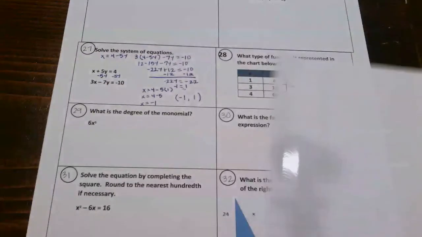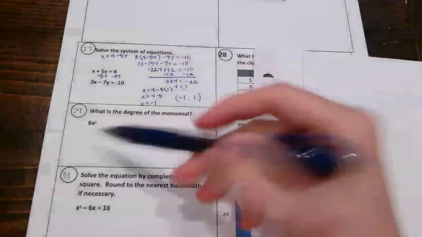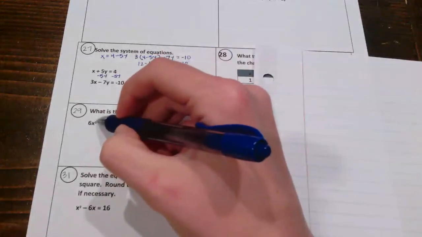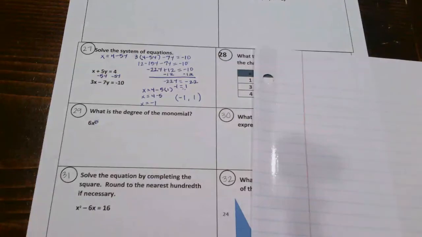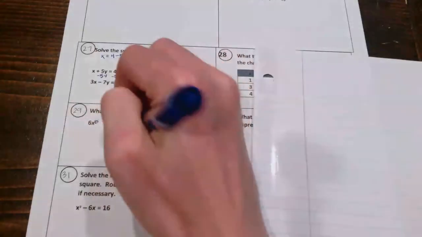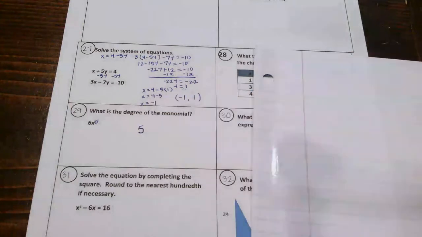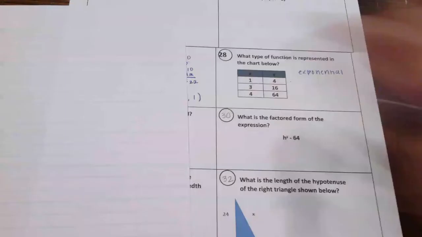Now, we're going to move on to number 29. It says, what is the degree of the monomial? So it's 6x to the 5th. Super simple. This power right here is the degree. So all you have to do is look at the power, and the degree of this is 5. Super easy, right?